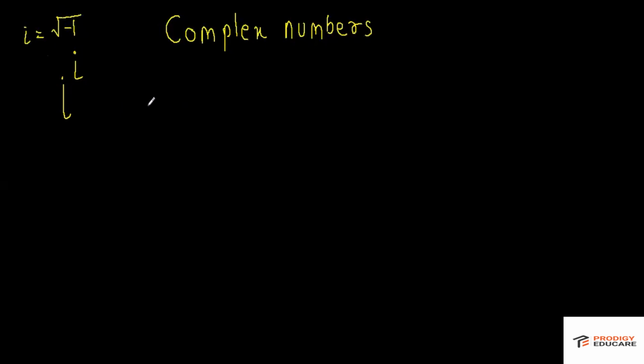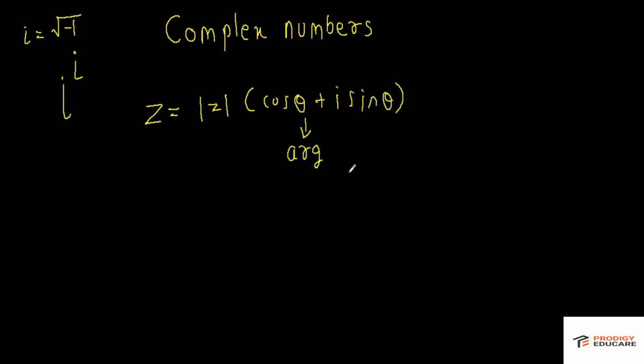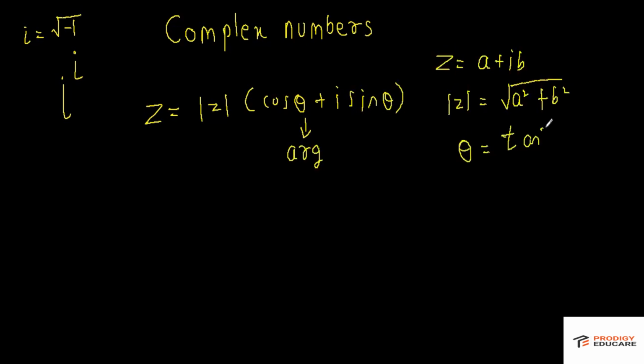Now any polar form of a complex number z can be written as its modulus times cos theta plus i sine theta, where this is the modulus, which is represented by mod z, and theta is the argument, which we represent by arg z. And for any complex number z equal to a plus ib, its modulus is given by mod z is nothing but under root of a square plus b square, and its argument theta is given by tan inverse of b by a.